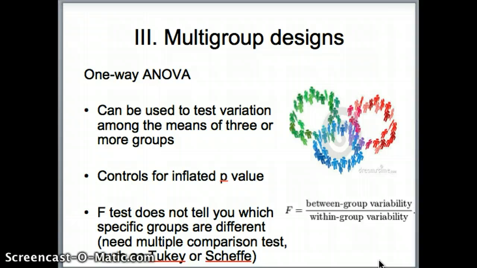Again, remember, the one-way ANOVA is the best and most appropriate test if you have a dependent variable that is continuous, and you have three or more groups that you're interested in seeing whether the means of those groups differ on that dependent variable.